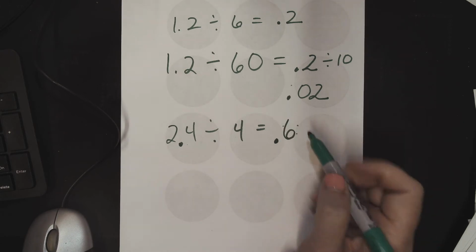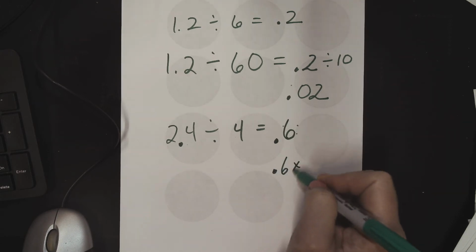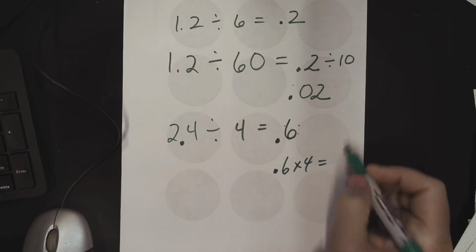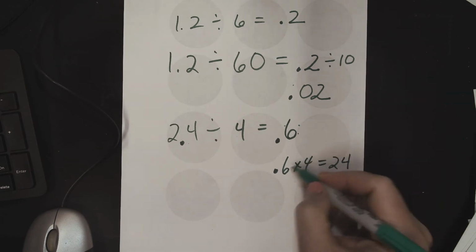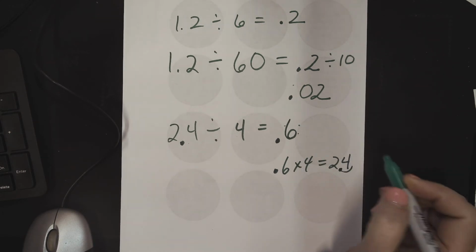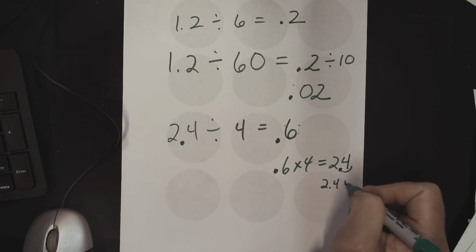And I can check my answer. What is 0.6 times 4? Well, 4 times 6 is 24. 1 decimal place. There we go. The answer is 2.4. Check, I did it correctly.